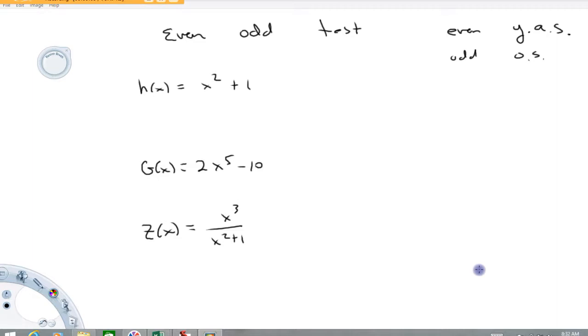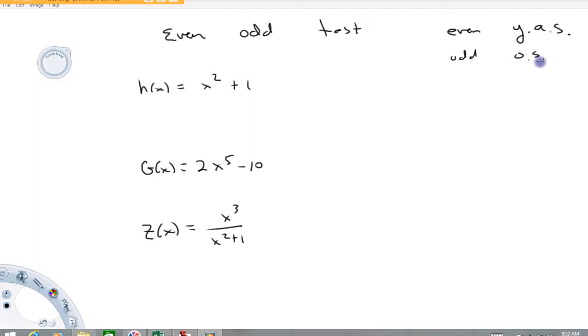I'm making this video here to provide examples of how to apply the even-odd test, or how to test a function for even and oddness. And just as a quick little reminder over here, when a function is even, it means it has y-axis symmetry, or it's symmetric about the y-axis. If a function is odd, that means it's symmetric about the origin, or I put OS here for origin symmetry.